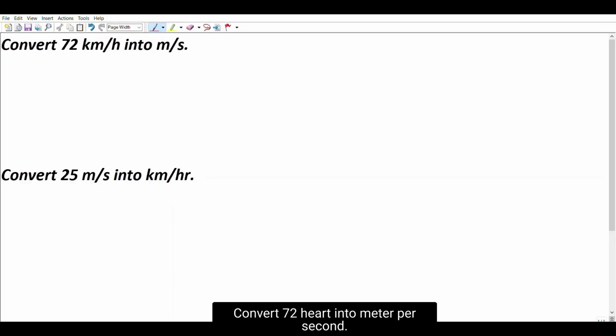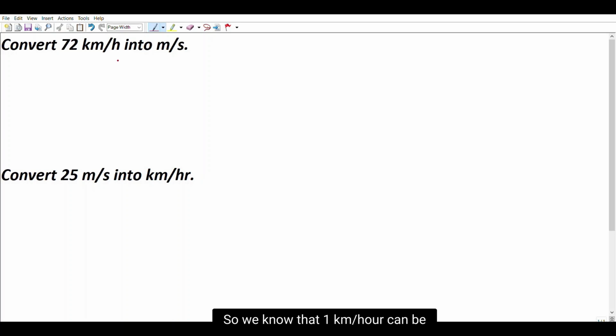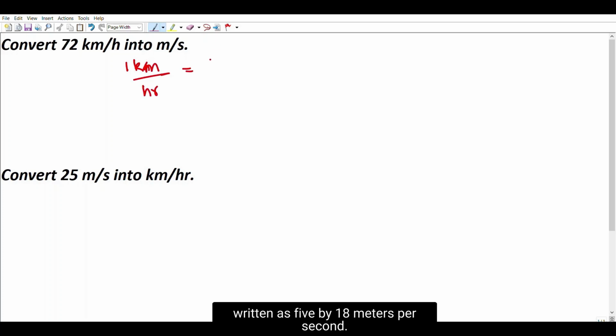Convert 72 kilometer per hour into meter per second. So we know that 1 kilometer per hour can be written as 5 by 18 meter per second.